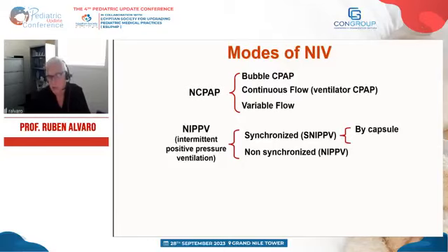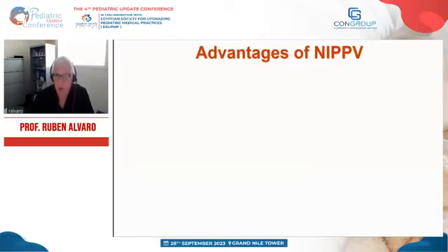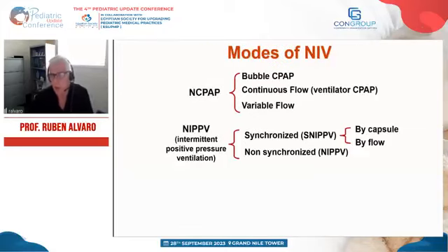The synchronization of the NIPPV can be done by an abdominal capsule or by flow sensing at the nose. Unfortunately, the abdominal capsule never really worked very well. It was never very sensitive, and it's not available in the market anymore. Now, the flow synchronization is relatively new, and it's very promising, although there are not many studies showing how good that synchronization is with the flow. So we need more studies to know exactly how to use this flow to better synchronize our non-invasive ventilation.